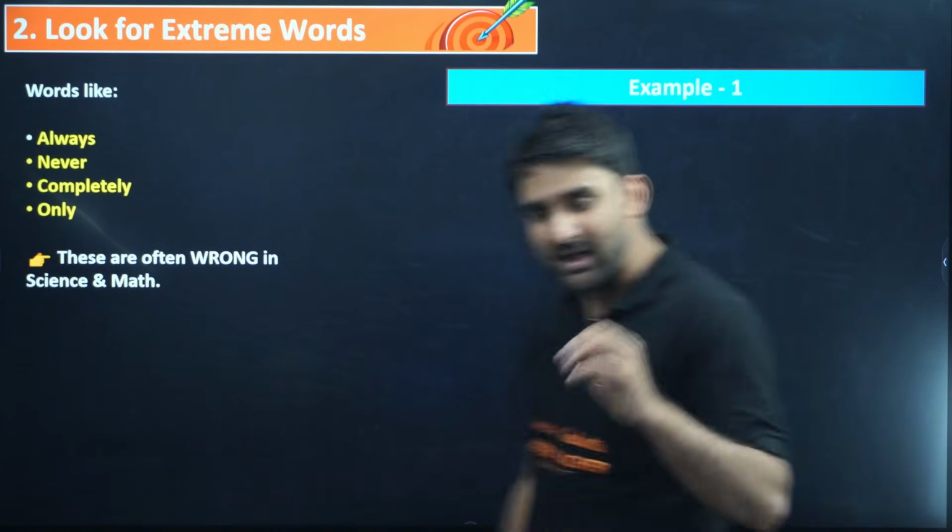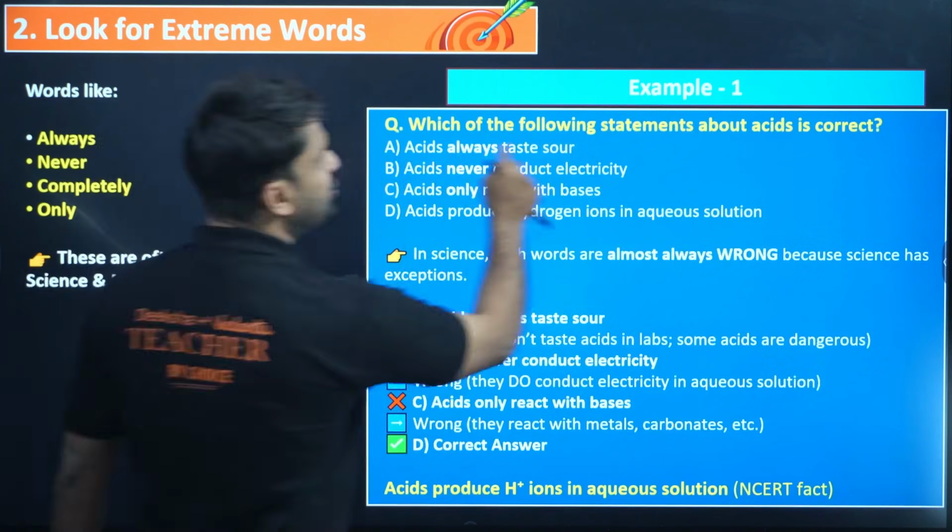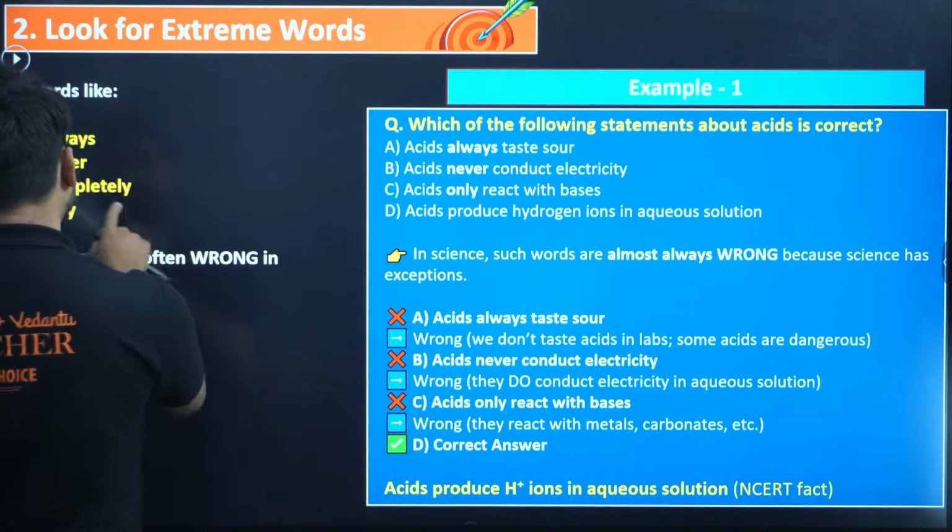So don't worry, I have an example also. Example number 1, look at the example, my dear. The question is: which of the following statements about acids is correct?